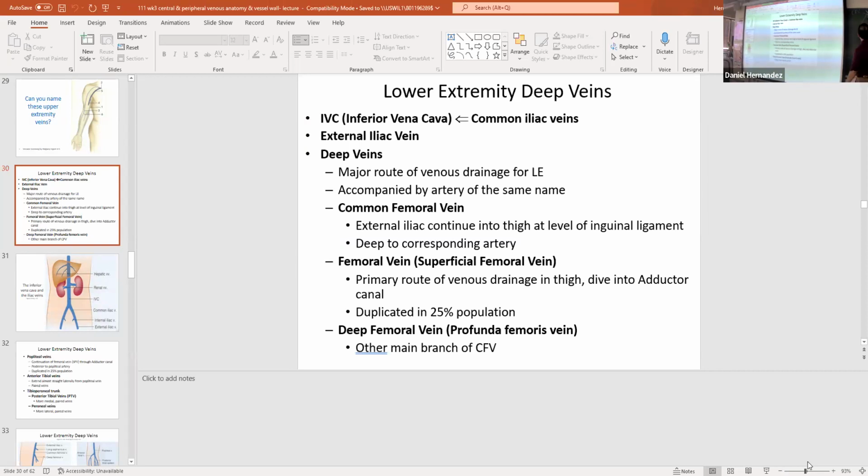So CFV branches into the femoral vein and then deep femoral vein. So I'm just going to kind of put the two branches there. Say DFV, deep femoral vein, and then just FV, femoral vein. This is in the proximal thigh, so this is still kind of in the groin.